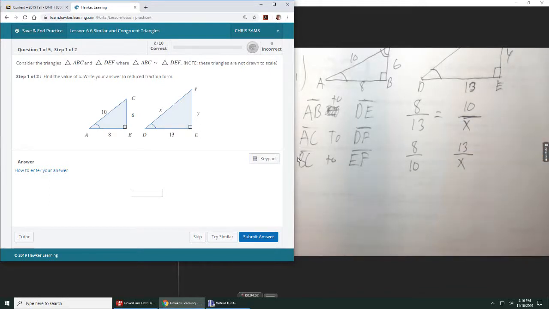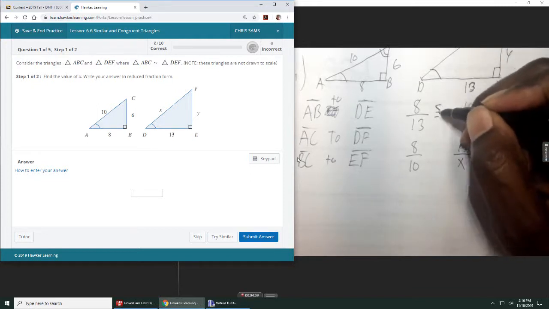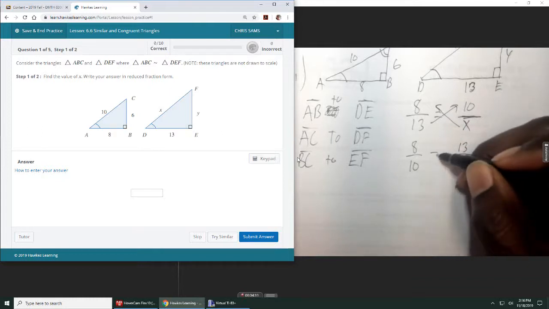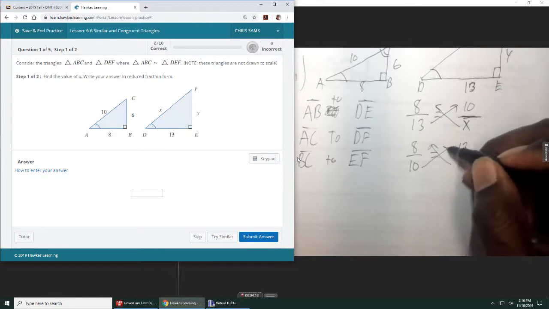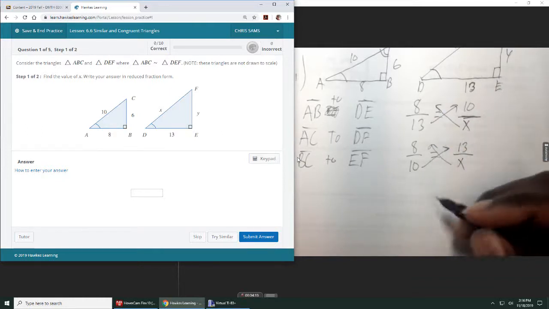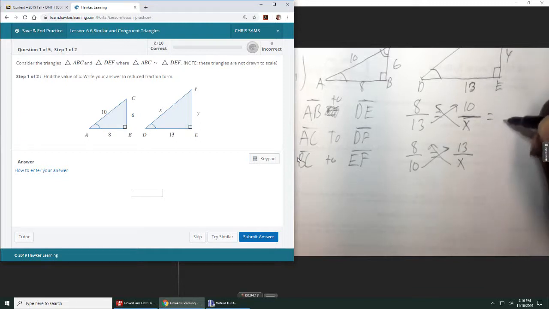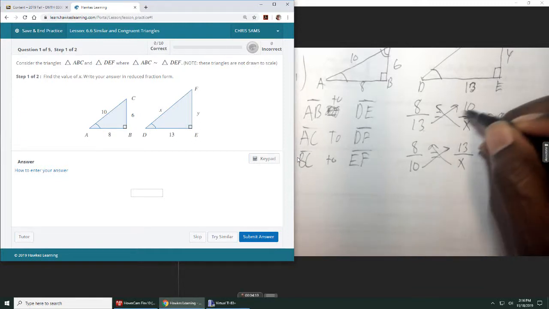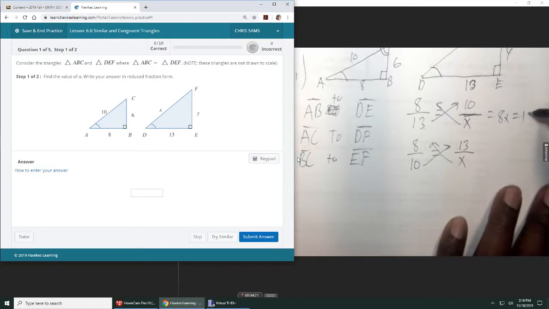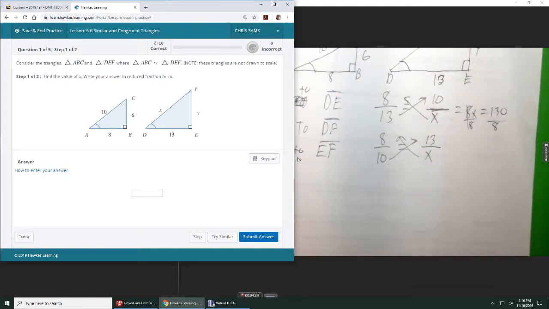Both of these proportions will give us the same answer. So what we're going to do is just cross multiply and divide. So once we have the proportion set up, we're going to cross multiply and divide. So I would get, for this top one, 8x is equal to 130. And then we will divide by 8, divide by 8. And that's going to give us our answer here. So I'll put that in the calculator in just a moment.